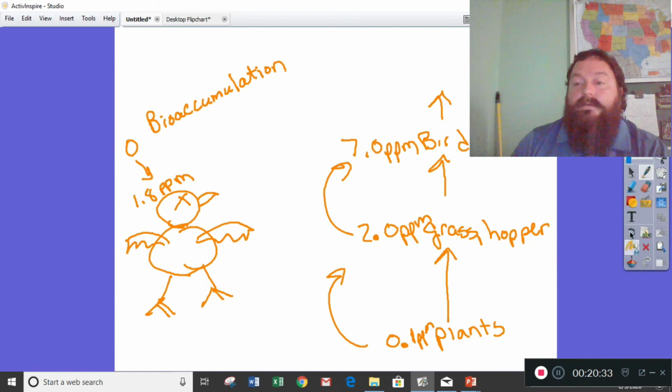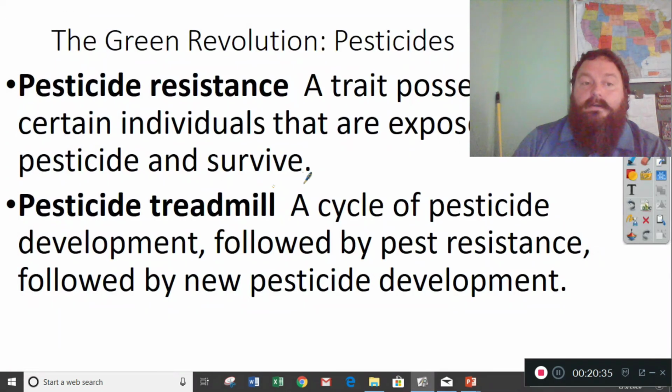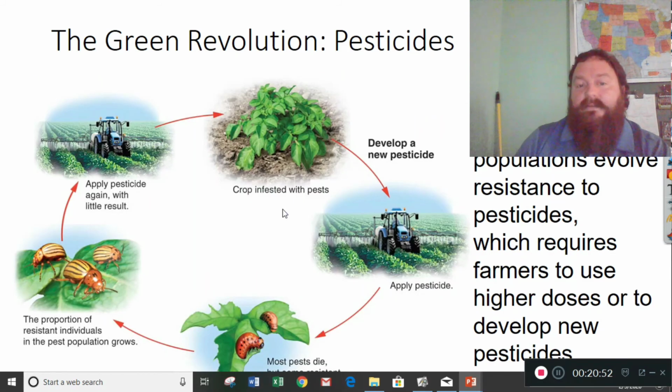So we have to be very careful with the agents that we pick so that they're not only going to break down very quickly and not be persistent, but also that they're narrow spectrum or selective. Because what happens is not only do we have that bioaccumulation and biomagnification process, but we have something called pesticide resistance that springs up. And pesticide resistance is very similar to antibiotic resistance. So you have a crop that's infested with pests. So we apply the pesticide to the field. Most of the pests are going to die.